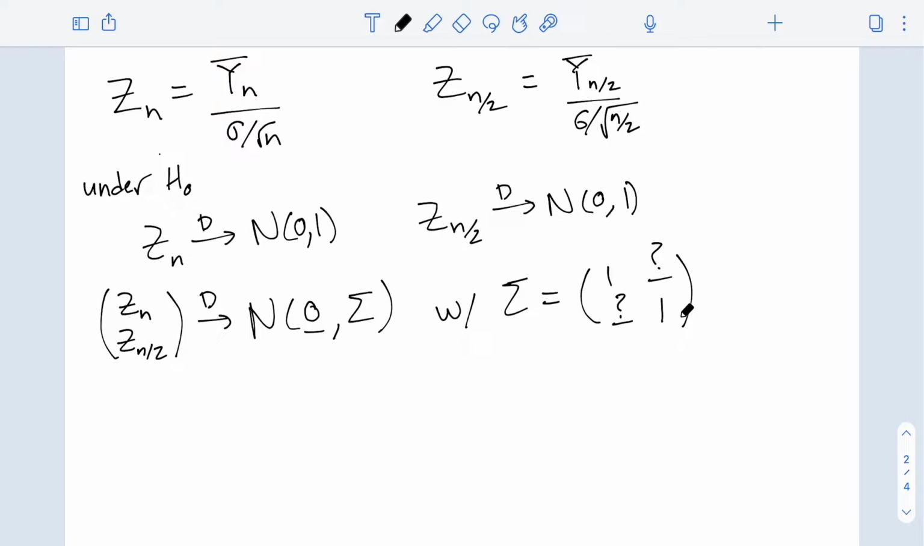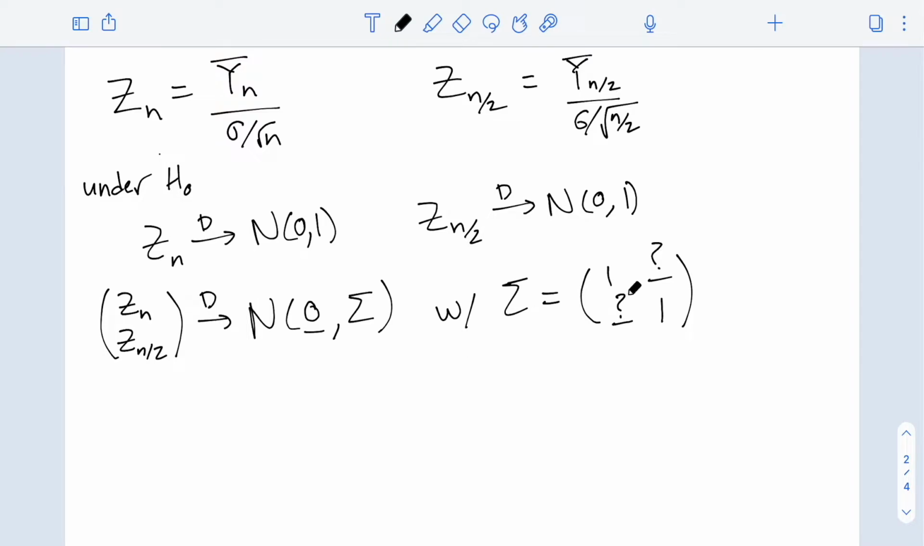Now, just to note, it's a little subtle to show this convergence in distribution. Actually, it doesn't quite follow just from the vanilla multivariate central limit theorem, but you could apply the multivariate central limit theorem with a little bit of care and get that this holds. I'm not going to go into those details, but I think that's an interesting exercise.